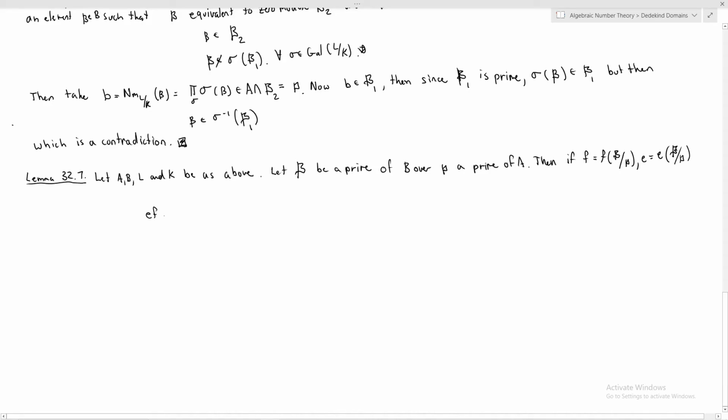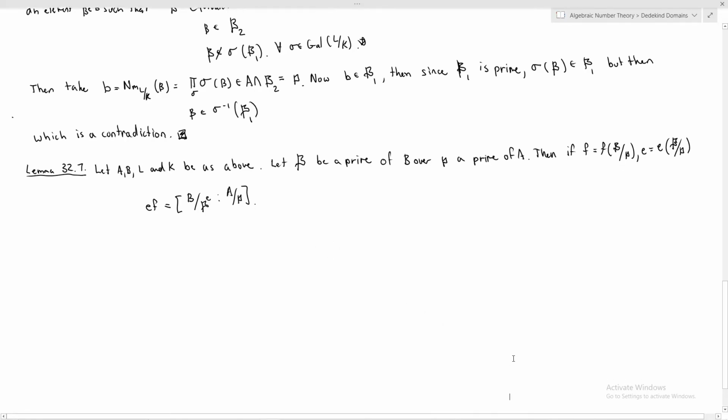If this is the case, then E times F is going to be the degree of B modulo P to the E over A mod P. Okay. So basically we're going to be able to understand a single term in the sum above, which will help us understand the entire sum.